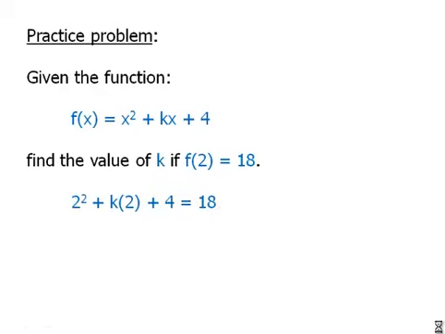Okay, so when we plug 2 into that expression, we know that that expression equals 18. So we plug it in, we simplify a bit, we get 2 squared plus 4, that's 8. Subtract 8 from both sides, so 2k equals 10. Divide by 2, we get k equals 5. So all we did really was plug in the value of 2 and set it equal to 18, and then solve for k.